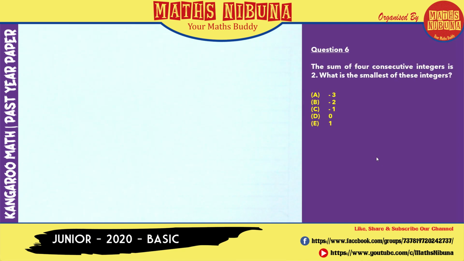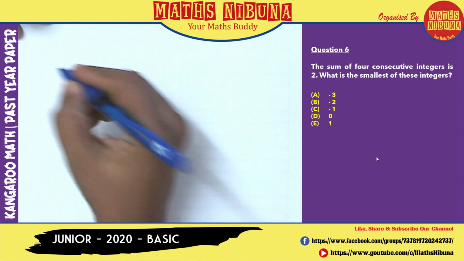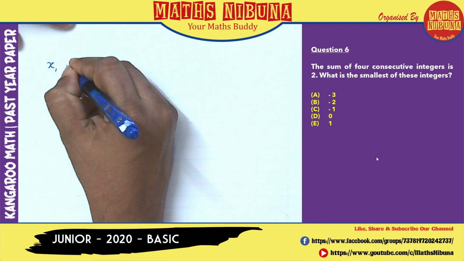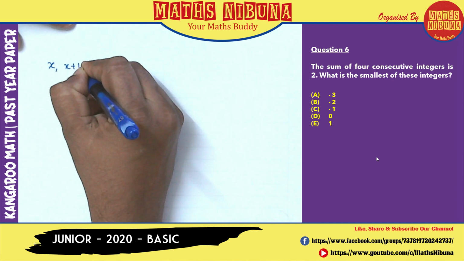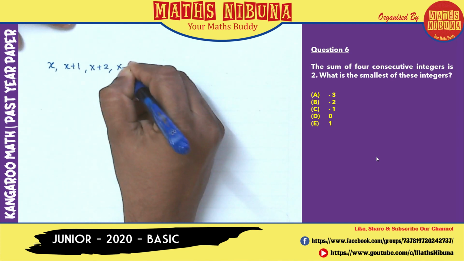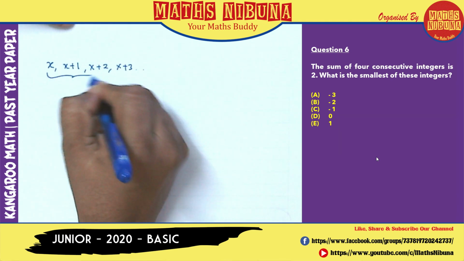Okay, question 6. The sum of 4 consecutive integers is 2. When they say consecutive integers, we can assume if the first number is x, the next one should be consecutive: x plus 1, then x plus 2, then x plus 3, and so on. But here they just talk about 4 numbers.